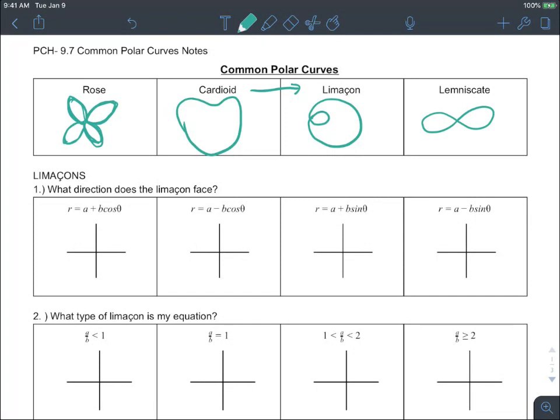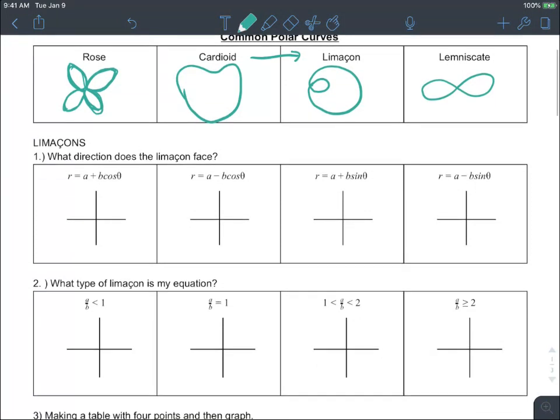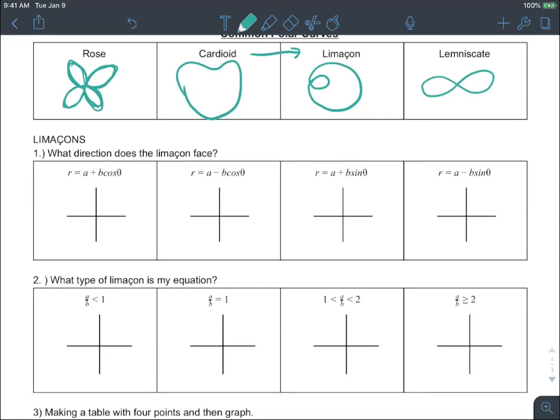So what direction do the limaçons face? If I have an equation like a plus b times cosine or sine theta, and the multiplier is 1, and I'm adding or subtracting numbers on the outside, then I have what we call a limaçon. These are all limaçons. Okay.